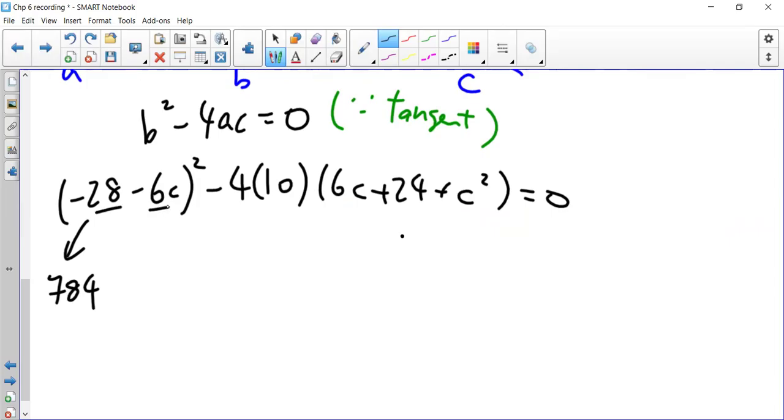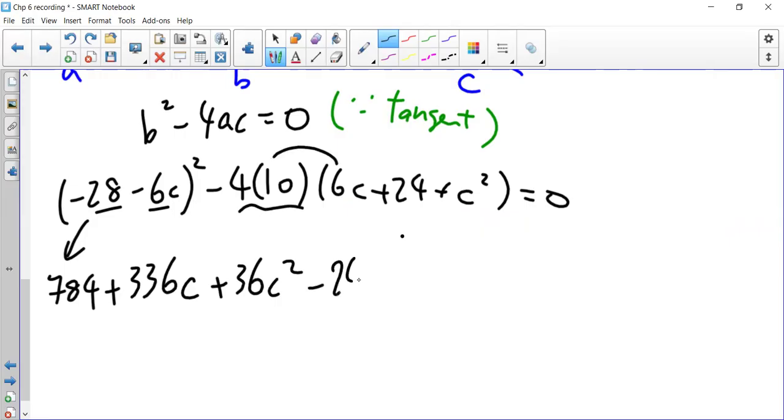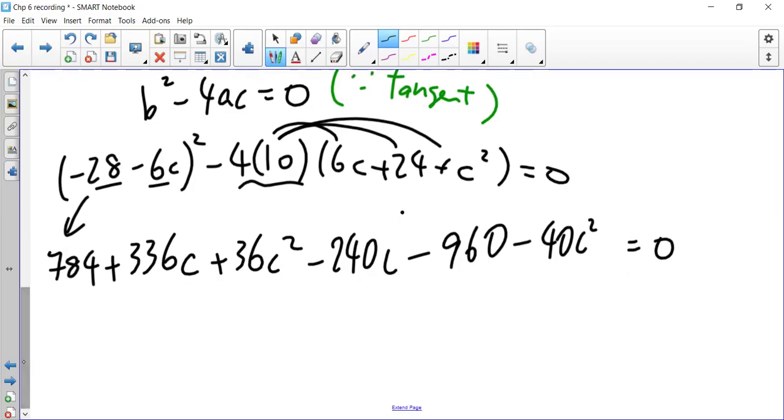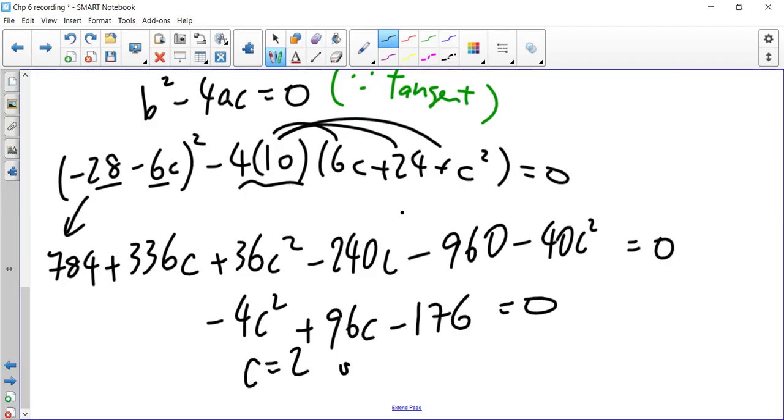28 times 6, double it. You should get 336 plus 336c. 6c squared is 36c squared. And then minus, so that's 40. 40 times 6 is 240c. 40 times 24, quick maths, is 960. Simple. No, I'm just kidding, I use a calculator. 40 times c is minus 40c squared, equals 0. Okay, simplify the algebra. You should get minus 4c squared plus 96c minus 176 equals 0. Put in a calculator, you should get c equals 2 or 22.